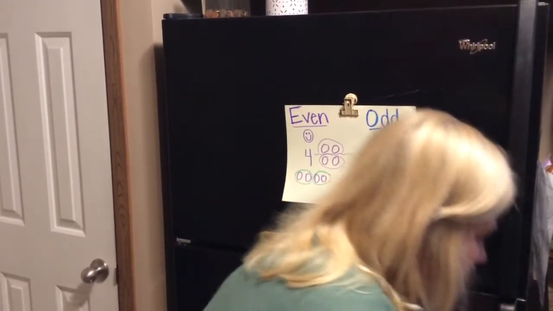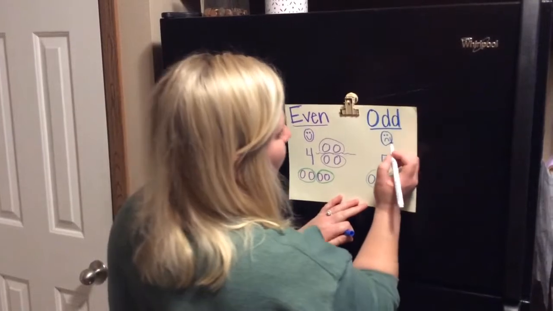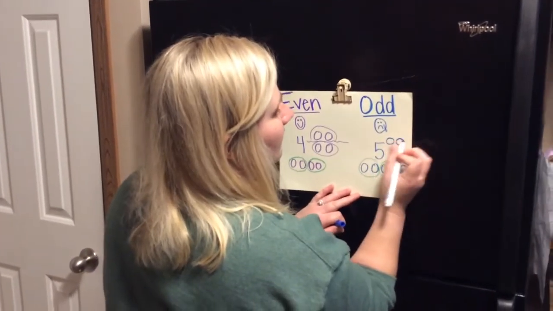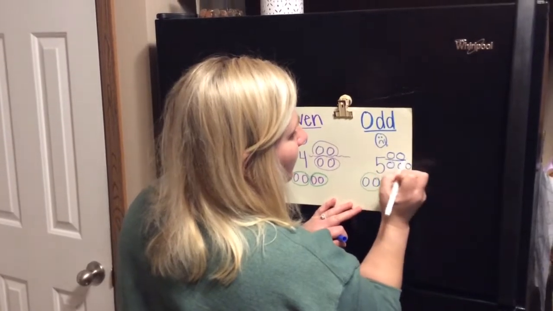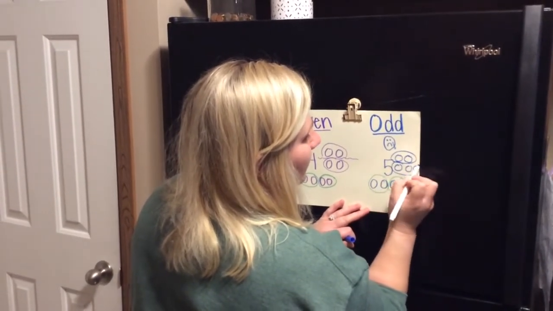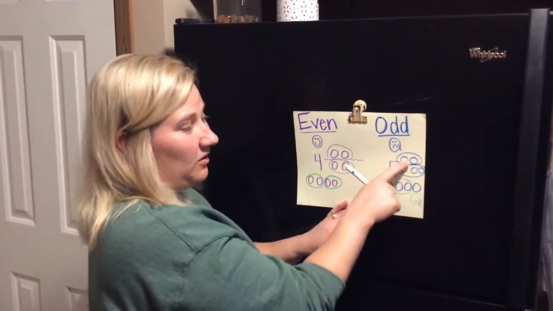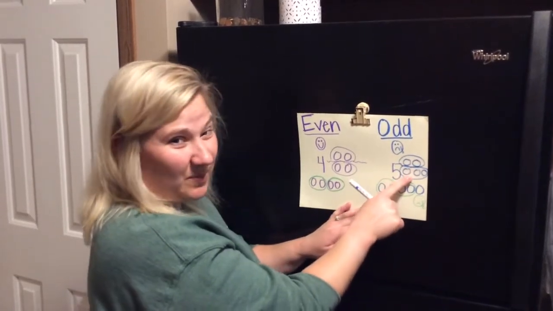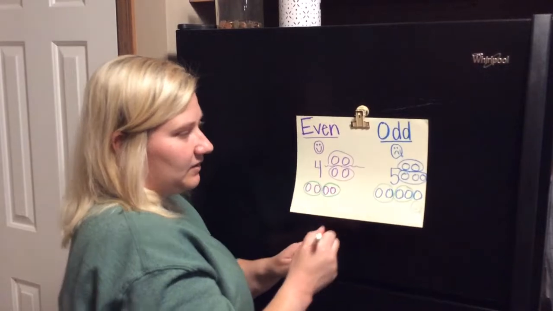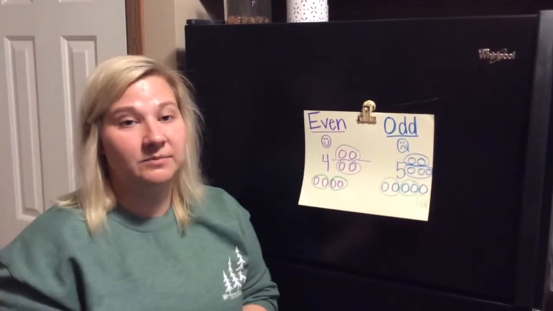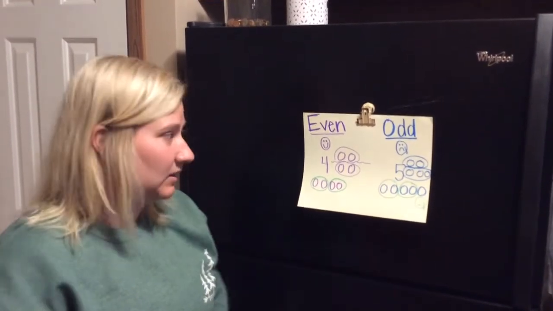Okay? Odd numbers. So if I have 5, so there's a team and there's a team. 2 people on this team and 3 people on this team, that is not fair. So that means 5 is odd. You cannot do 2 equal teams.